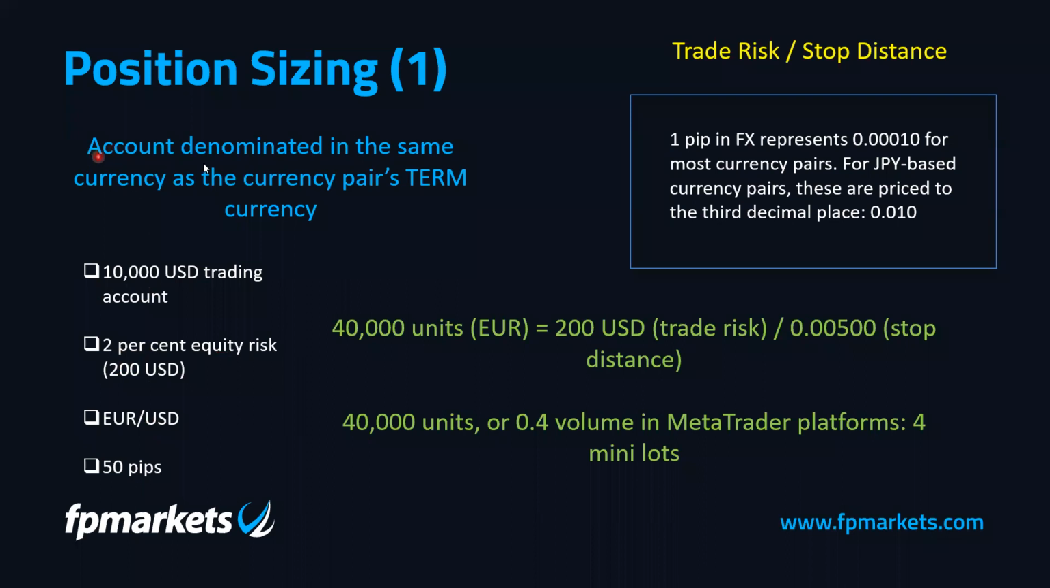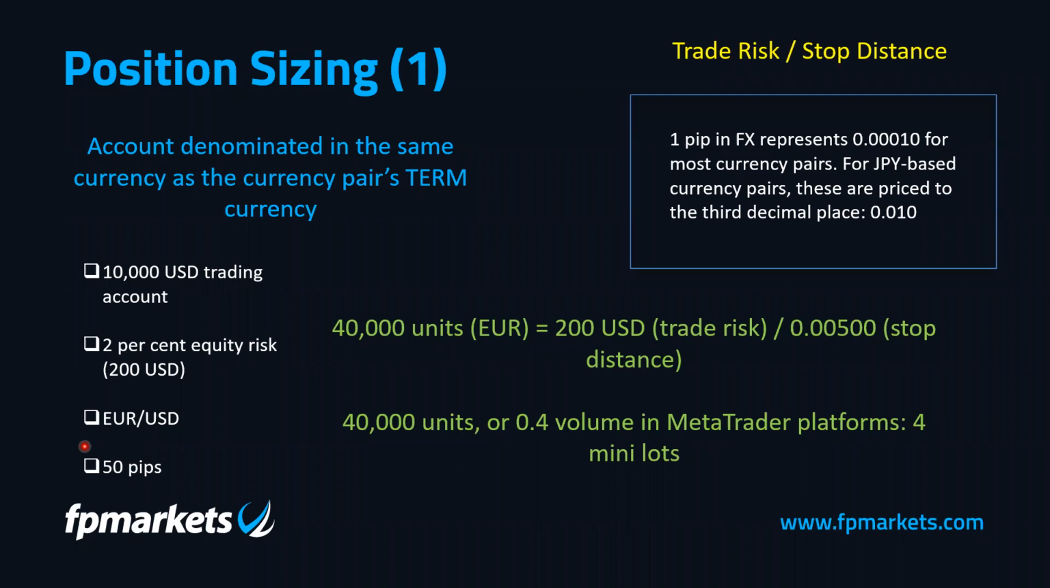Remember, the account denomination is in the same currency as the currency pair's term currency. So our account is denominated in US dollars, and our currency pair that we're trading is the euro dollar. So the term currency is US dollar, the account is based in US dollars, so it's exactly what we're looking for. And for our hypothetical trade, we're looking to risk 50 pips. Okay, from entry to the protective stop loss order is 50 pips.